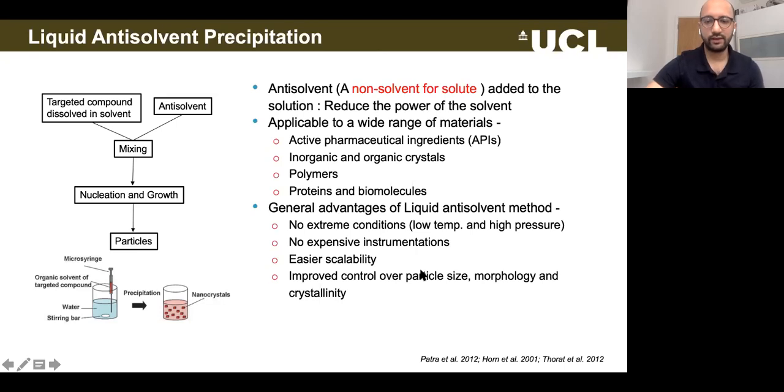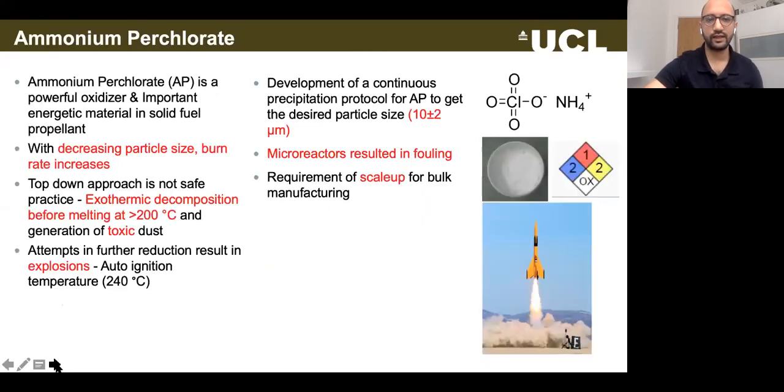A general advantage of this process is that we do not require any high temperature or pressure, there is no expensive instrumentation, and it is easier to scale, and you can easily control the particle size, morphology, and crystallinity. So now we'll talk about how to do this anti-solvent precipitation in flow.